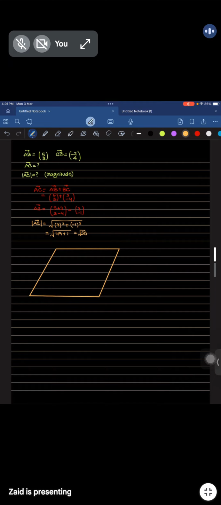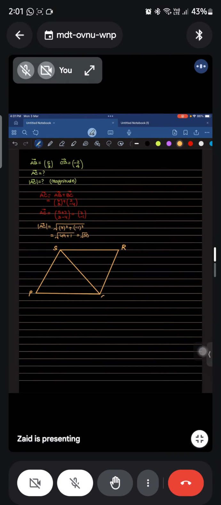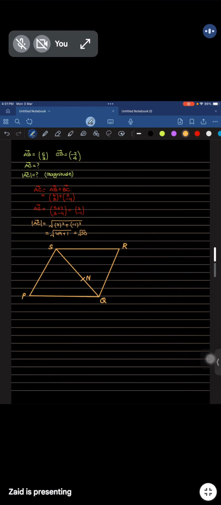This is one of the questions that has so many concepts in it, and hopefully you learn a lot from this. Okay, so there is a parallelogram called PSRQ, and there is a point N over here as well. They have given us the value of PS. PS is B.